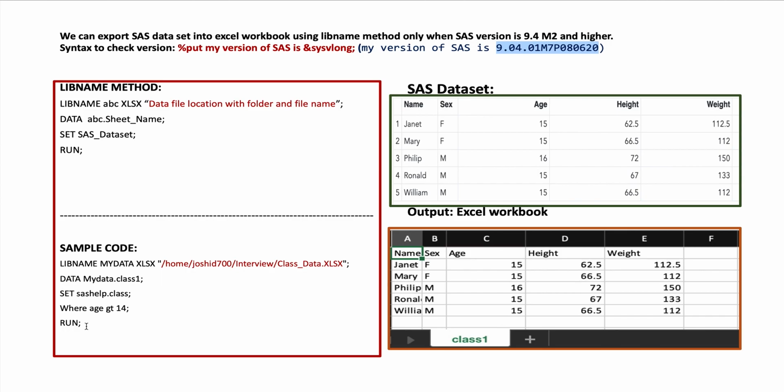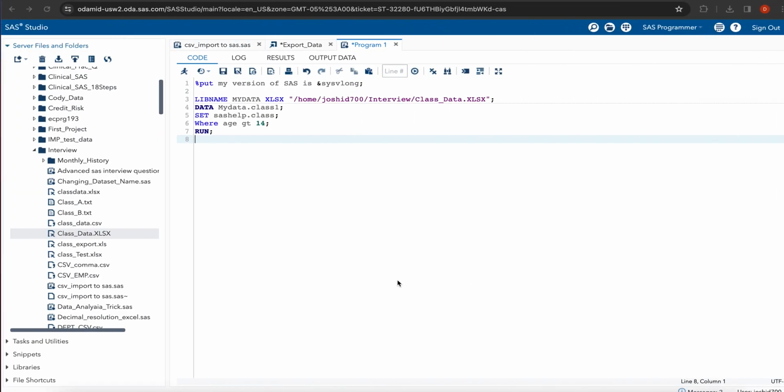When we run this sample code, then we will get the result as shown on the right side, second table. This second table represents a workbook where the sheet name is class1, and the first table represents the SAS dataset. In this example, the SAS dataset has been exported into an Excel workbook and the sheet name is class1. If we run the same set of code in the SAS window, then we will get exactly the same result.